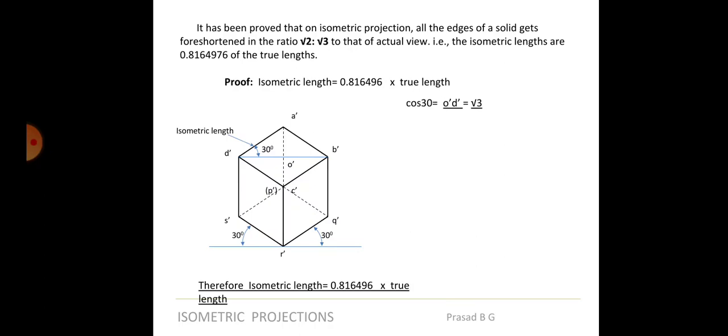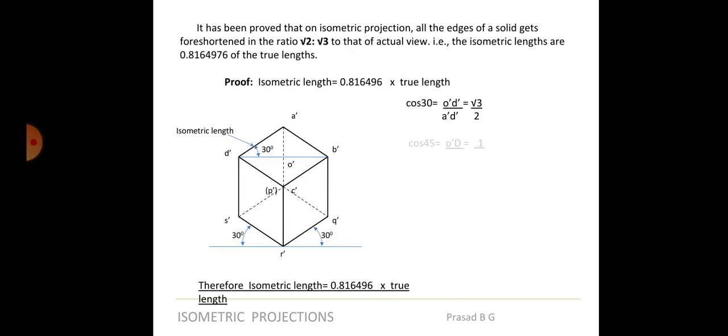So from the triangle A dash, O dash and D dash, you have cos 30. Cos 30 will be O dash D dash divided by A dash D dash, isn't it? By trigonometry, you know that cos is equal to adjacent by hypotenuse. So adjacent is O dash D dash, hypotenuse is A dash D dash. You should know the value of cos 30. Cos 30 is root 3 by 2, so O dash D dash by A dash D dash is equal to root 3 by 2.